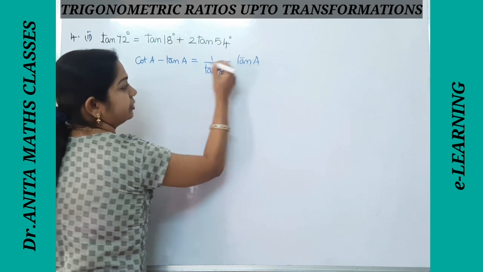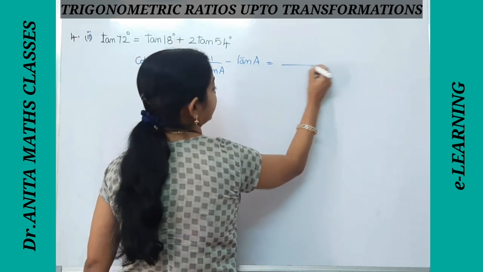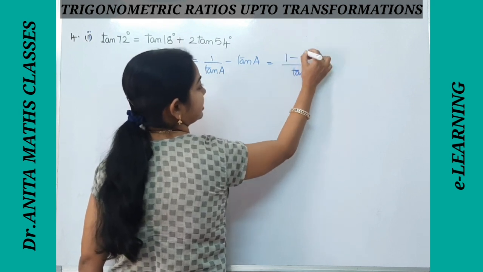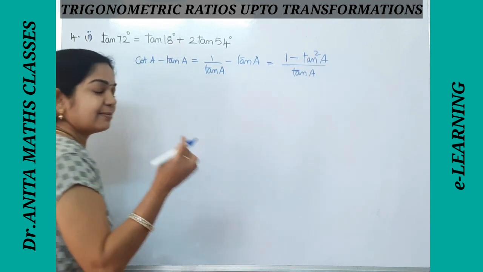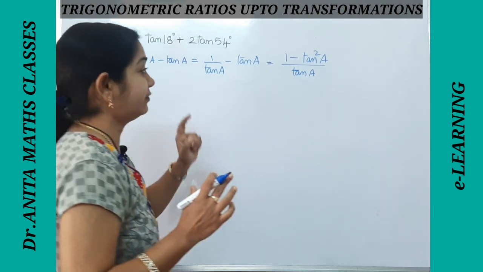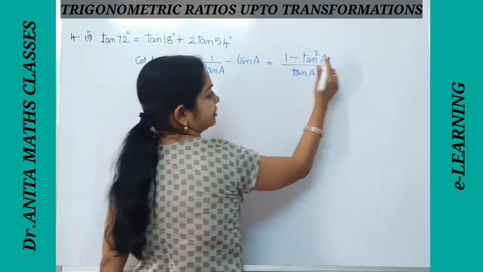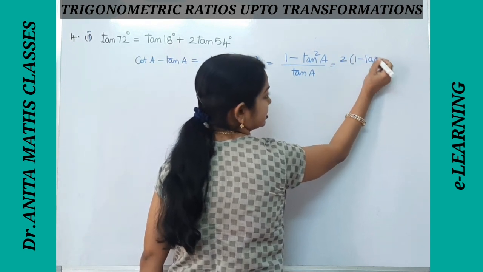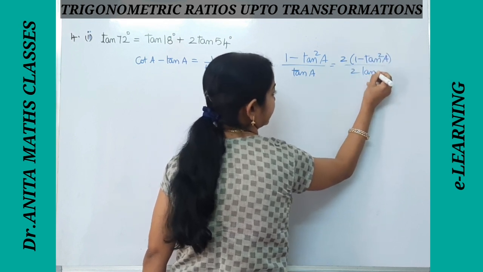Now, if you take the LCM as tan A, I get 1 minus tan square A by tan A. This reminds us of some formulae, the tan 2A formula, but we need a 2 also. So to get 2, I'll multiply and divide by 2, and the value doesn't change. So we have 2 tan A.